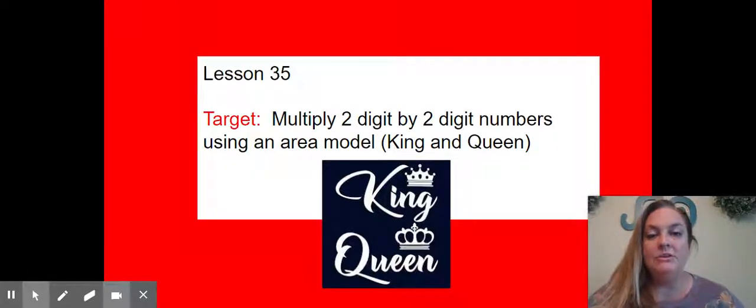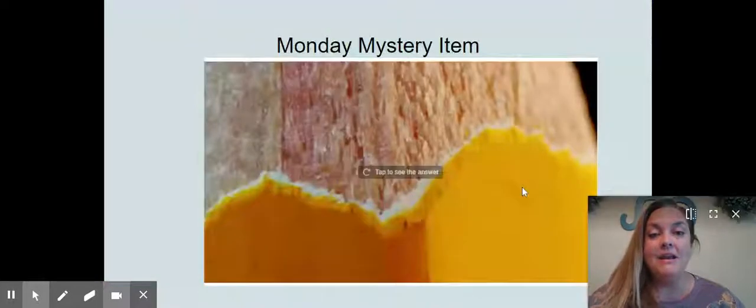We're going to be multiplying two-digit by two-digit numbers, and we're going to use area model. So the king and queen are making a comeback.